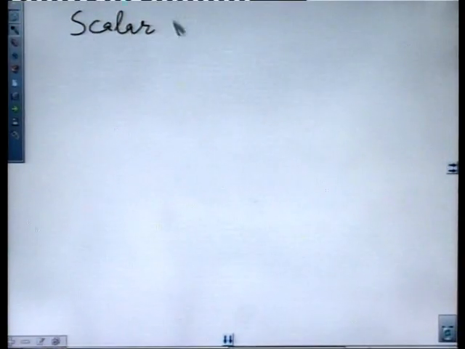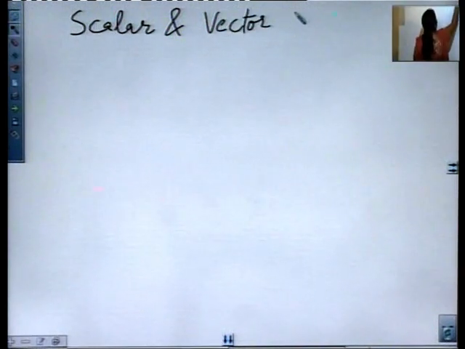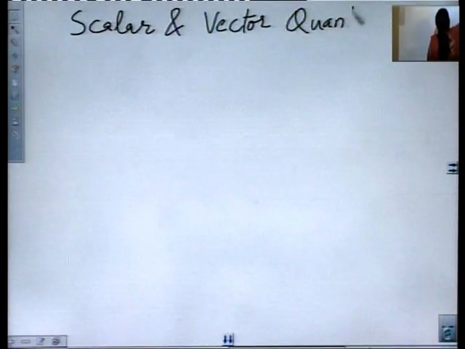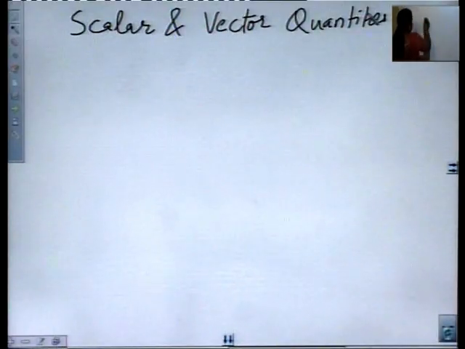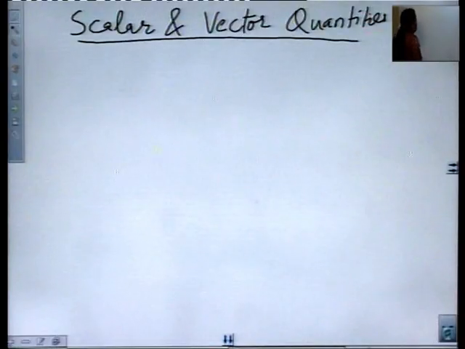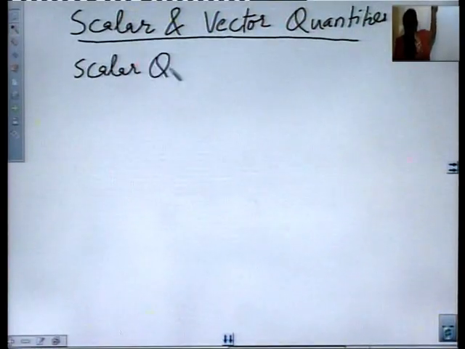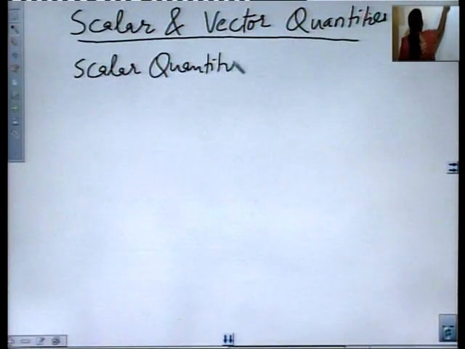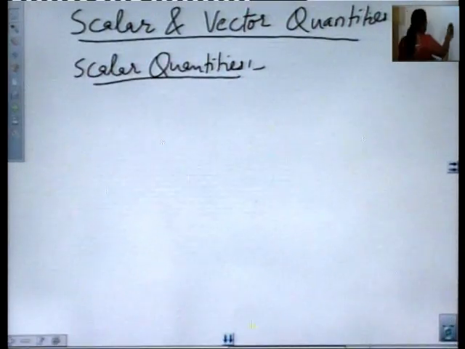So first of all, we will start with the definitions of scalar and vector quantities. All the types of physical quantities are of two types. First is scalar quantities and second is vector quantities. So the scalar quantities are the quantities which are having only magnitude but no direction.